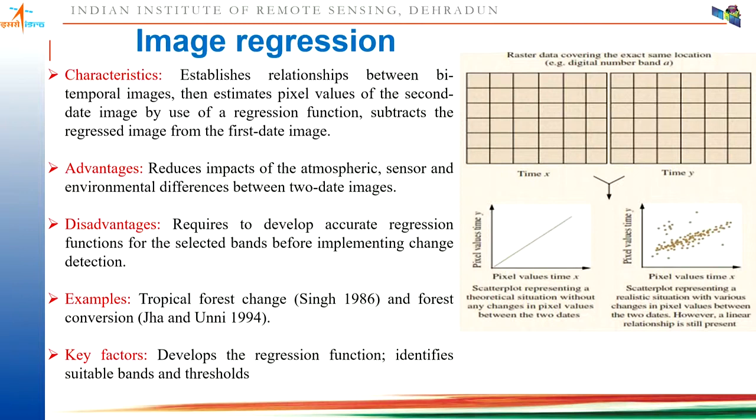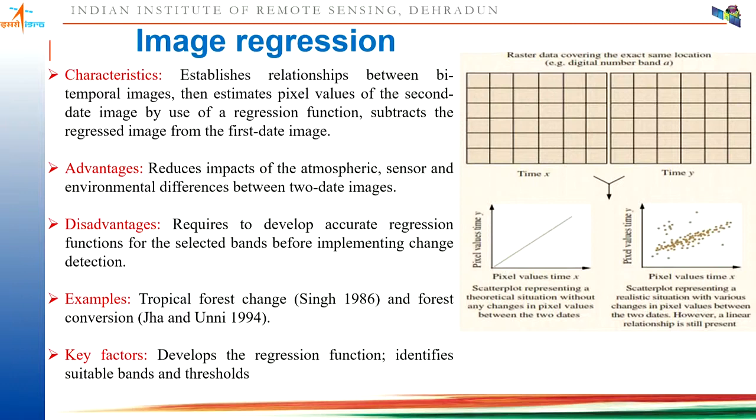Now, a regression line or equation is created, an equation of the relationship between the first and second image. Based on that equation, it will find out the pixel value of each pixel in the second image. Then it subtracts this image from the original second image and finds out where the changes are. All this is done to reduce the atmospheric effect and sensor and environmental differences between the two images.